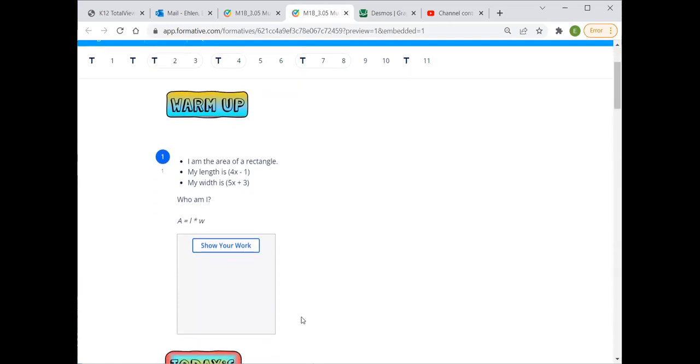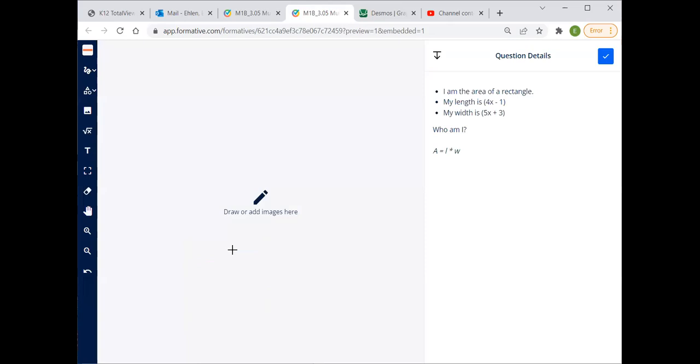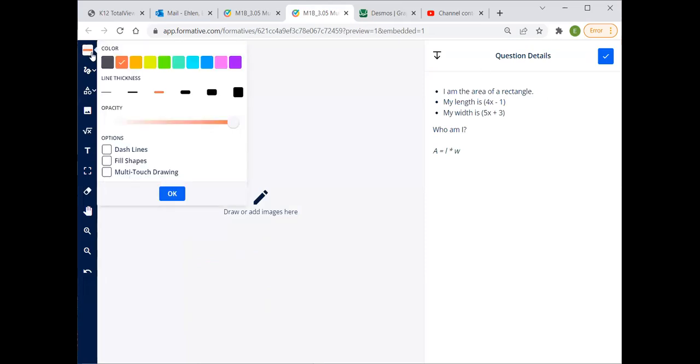So the warm-up question for you guys today is, I am the area of a rectangle. My length is 4x minus 1 and my width is 5x plus 3. Remember, area is length times width. So go ahead and try this one on your own, pause the video, and check your answer with what I get.